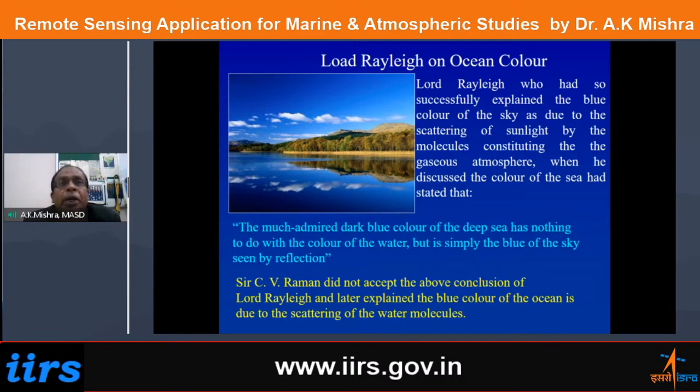So he attempted to explain the blue color of the ocean, and he explained that ocean is looking blue simply because of reflection. But Sir C.V. Raman explained that the blue color of the ocean is not due to reflection, but due to scattering of water molecules, the same way air molecules scatter the sunlight. So the light which is penetrating into the ocean, the water molecules scatter blue light more compared to other wavelengths, so the ocean color is looking blue.